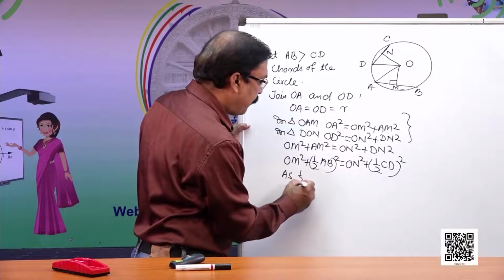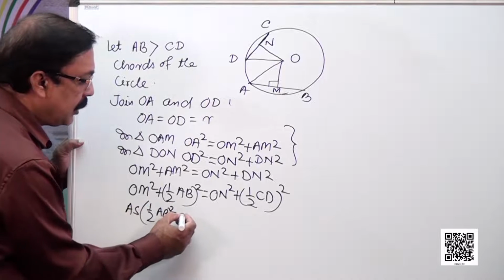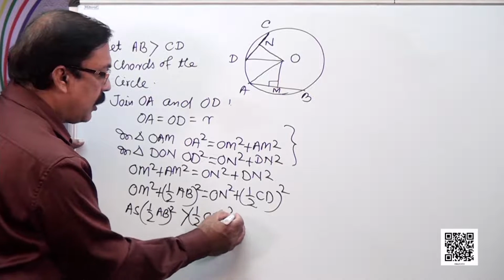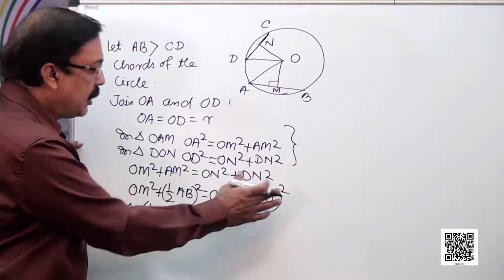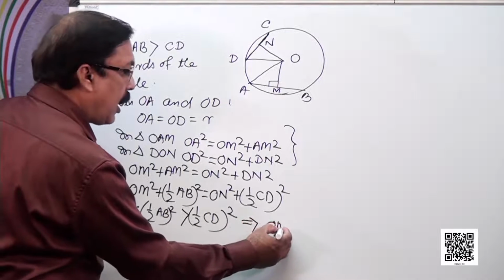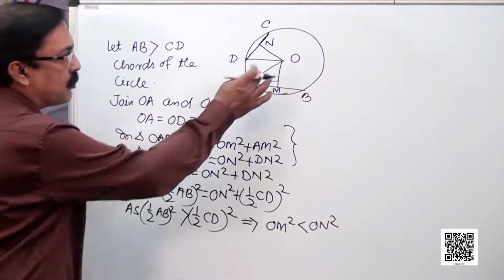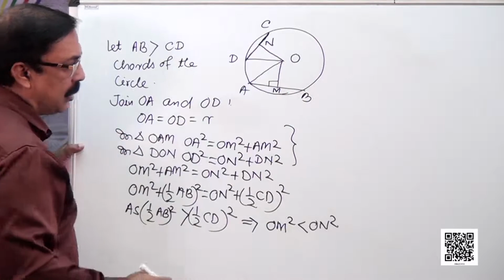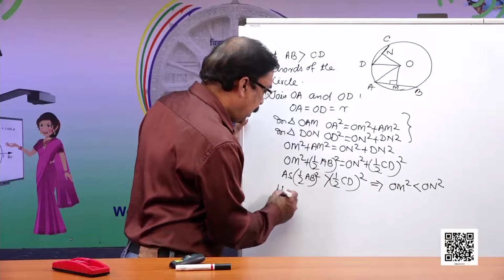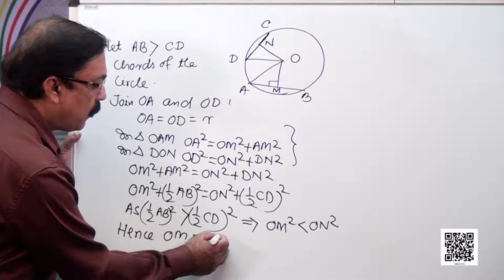As half AB square whole square is greater than half CD whole square, then to maintain this inequality, we must have OM square less than ON square. So OM square must be less than ON square. Hence, we can say OM is less than ON.